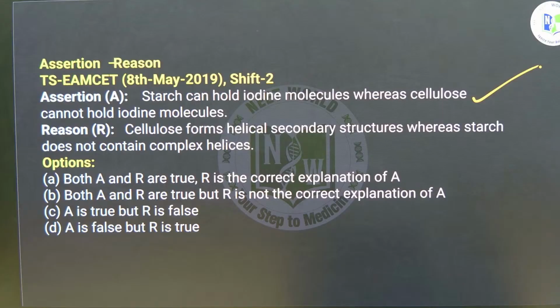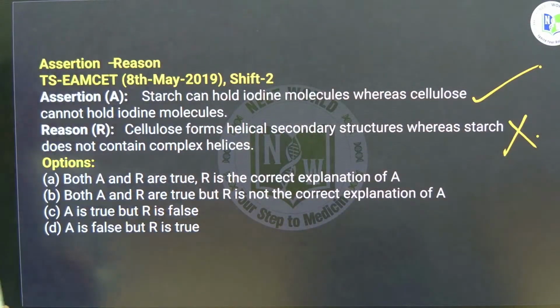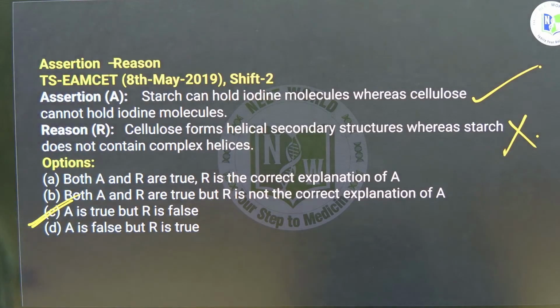Cellulose forms helical secondary structure, whereas starch does not contain complex helices. Wrong. Starch contains complex helices. Cellulose does not have the helical structures. So here assertion is true and reason is false. Option C will be the right answer. Clear, ma? Option C is the right answer over here.